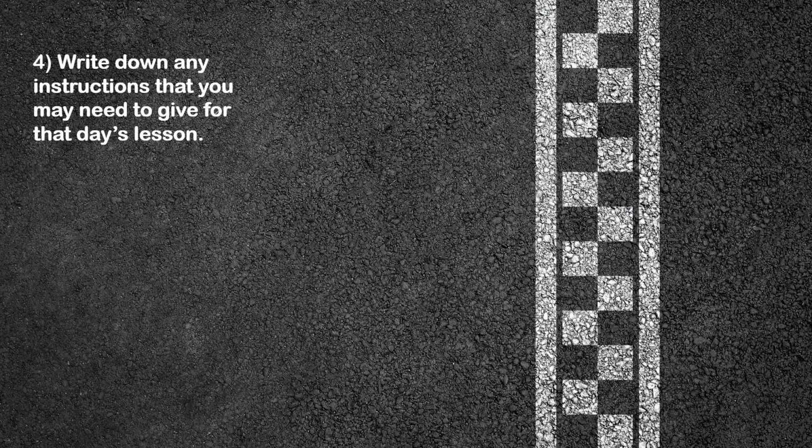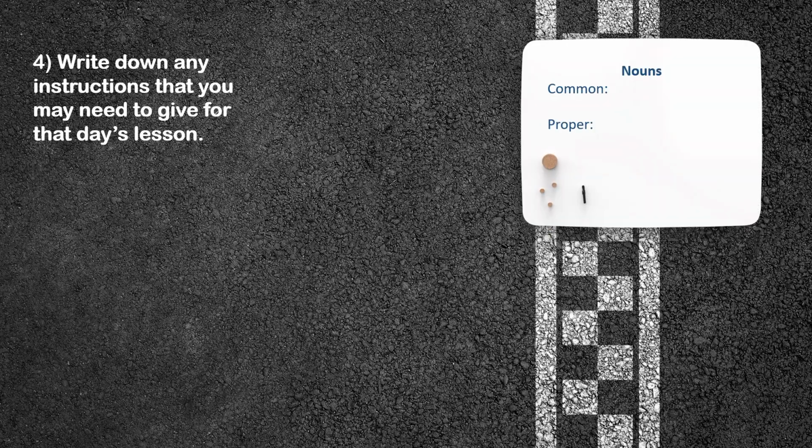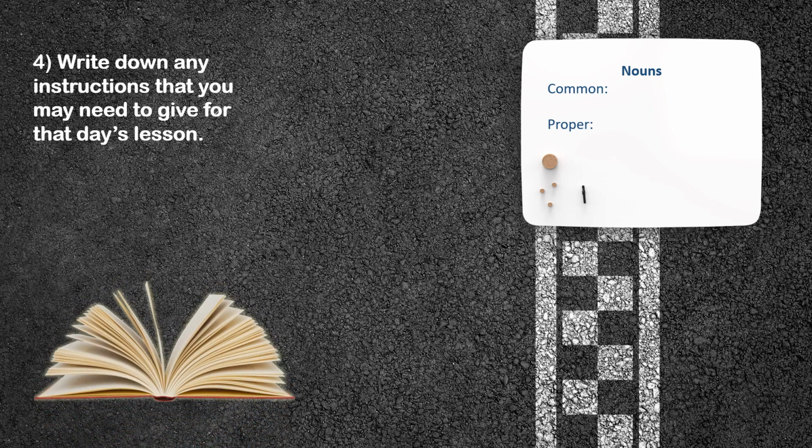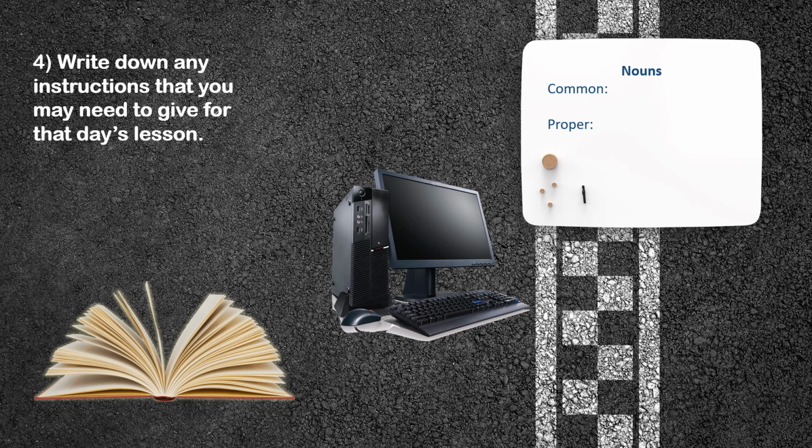4. Write down any instructions that you may need to give for that day's lesson. Instructions may be an explanation of the lesson and then examples on a whiteboard, reading from an instruction guide, or some other method, such as having the child watch a video that explains the concept they are currently learning. Make sure to write down exactly what you plan to do, including curriculum book pages, using a whiteboard, or any online resource that you plan to use.